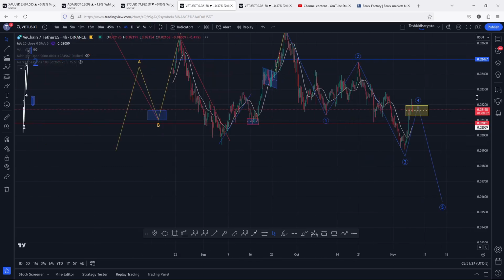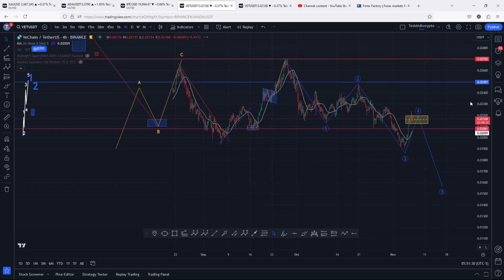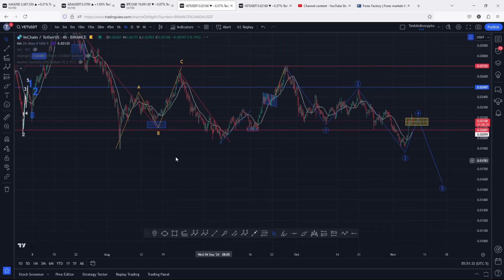We also need to be aware that we can easily see a reset of the lows that we made on the 5th of August below the 0.01891.